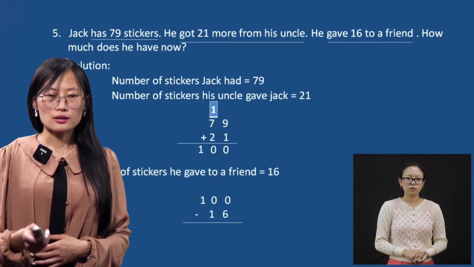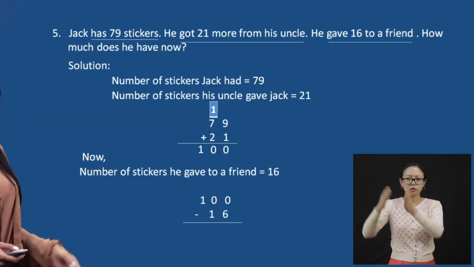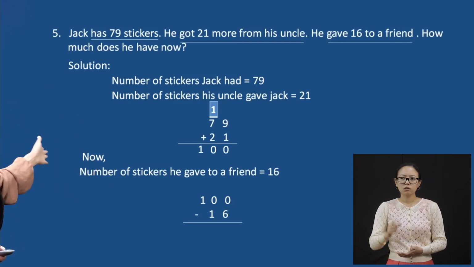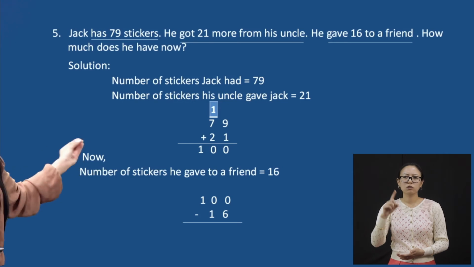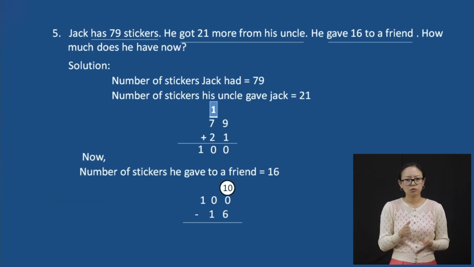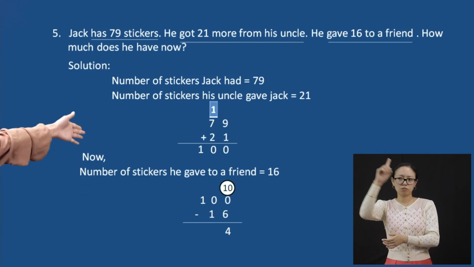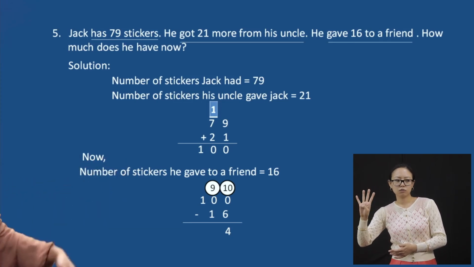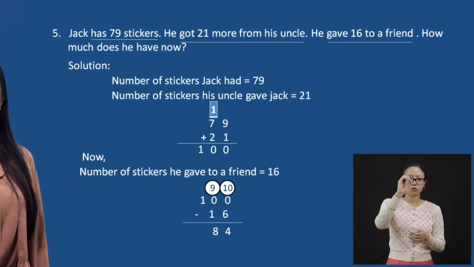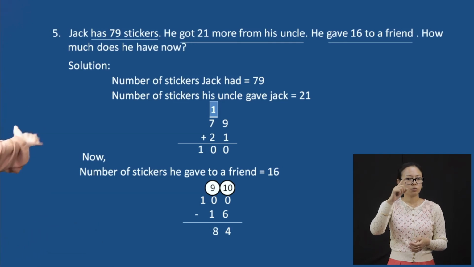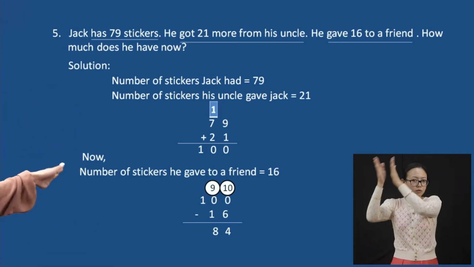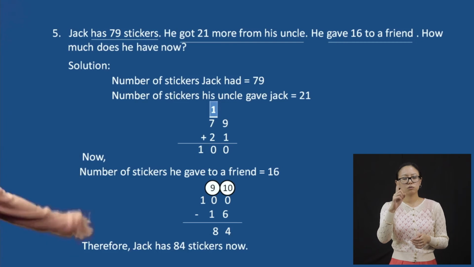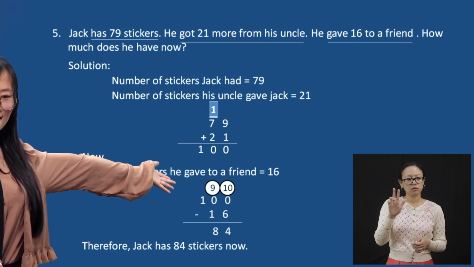So here 10 minus 6. Why 10? Because he took one from the next number and it is regrouped as 10. 10 minus 6 is 4. Now the tens place, 1 has been given to the next number which makes it 9. So 9 minus 1 is 8. Now the 1 has been given to the next number, so there is nothing, no number or 0, so we don't need to write anything there. Therefore, Jack has 84 stickers now.